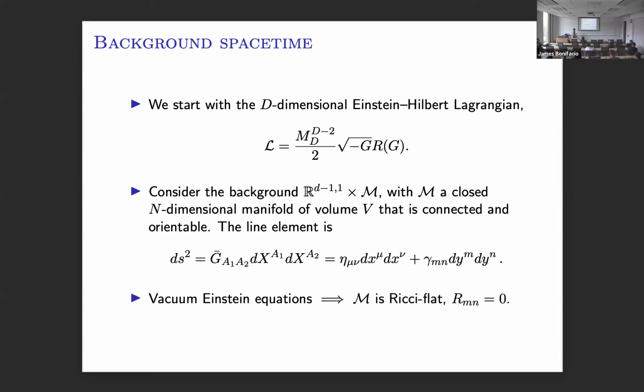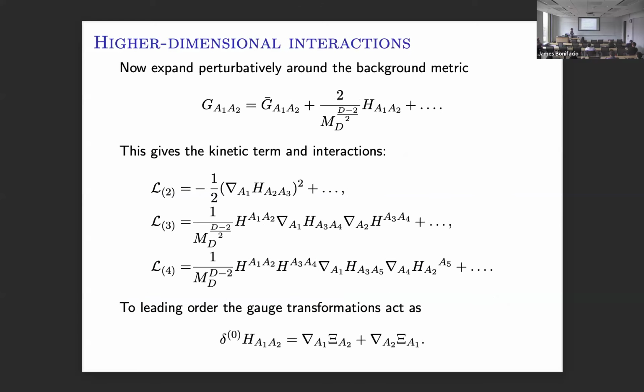So since I've taken the low dimensional spacetime to be flat, the vacuum Einstein equations tell me that the internal space also has to be Ricci flat, meaning its Ricci tensor vanishes. So for this calculation, the internal space furthermore has to be Ricci flat. So now we can expand the full metric perturbatively around this background that I just discussed. So I write the full metric as the background plus a perturbation, which is the high dimensional graviton. And I've included some normalization to make the graviton canonically normalized.